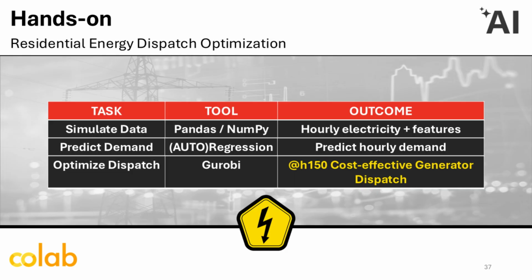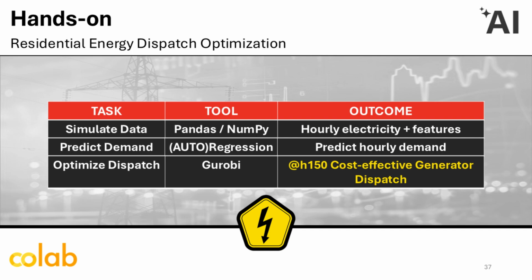Prediction. Once we have our data, we move to the ML phase using auto-regression. Here, we aren't just looking at the past. We are training a model to predict future hourly demand. This is critical because you cannot optimize what you cannot forecast.